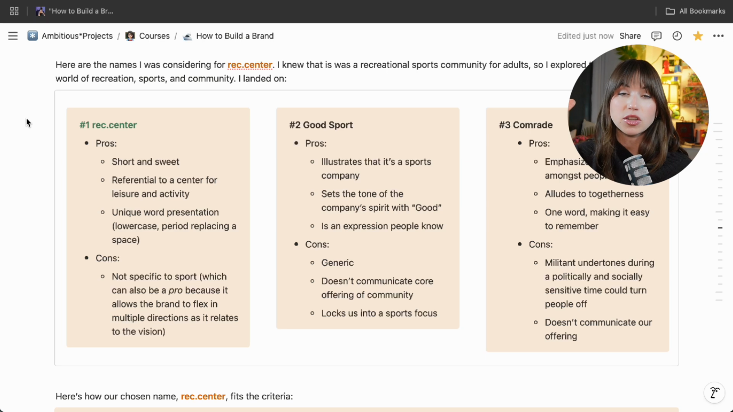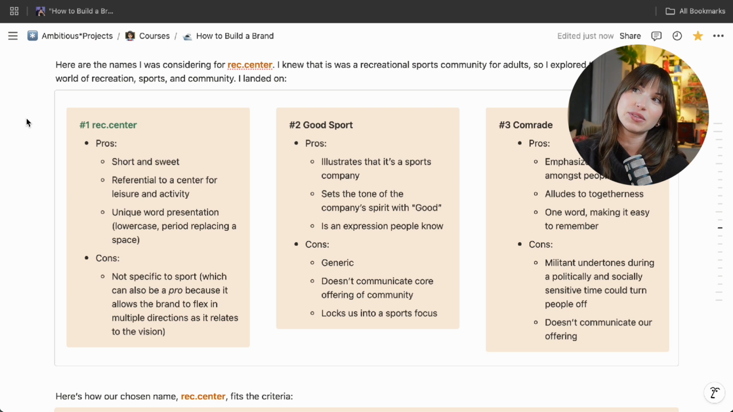And this is going to be a beautiful example of why stress testing your name is so important. So our first option was Rec Center. The pros is that it's short and sweet, it's referential to a center of leisure and activity, and it has a unique word presentation. You know, it's all lowercase, we have a period replacing the space, and recreation is abbreviated to rec. The cons is that it's not sports specific.